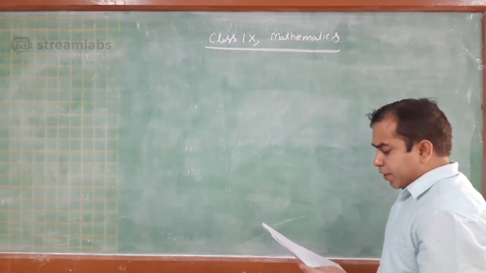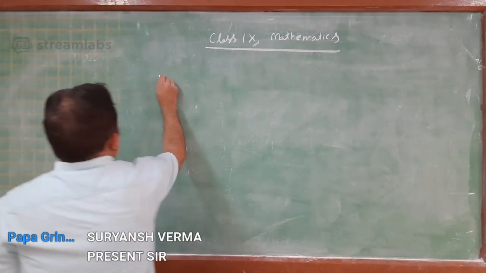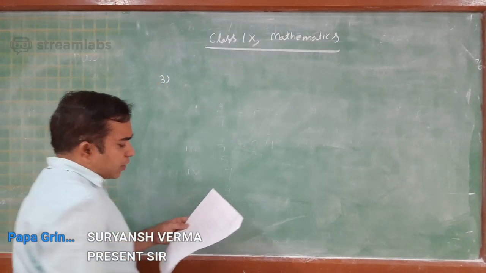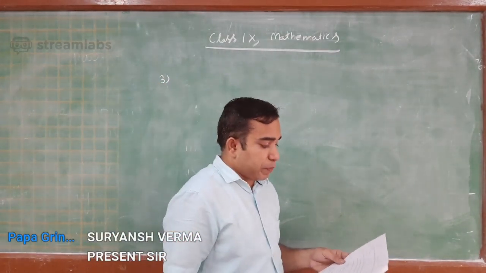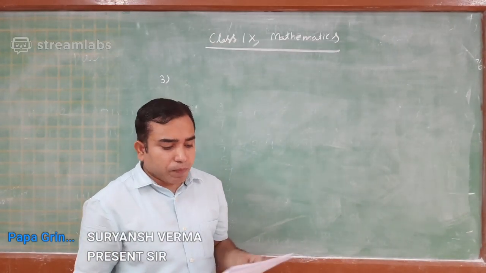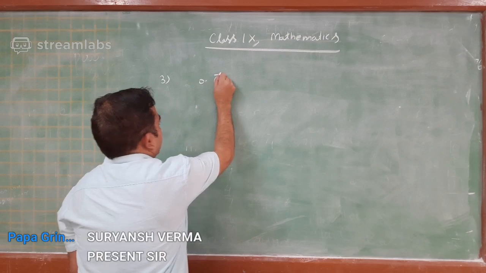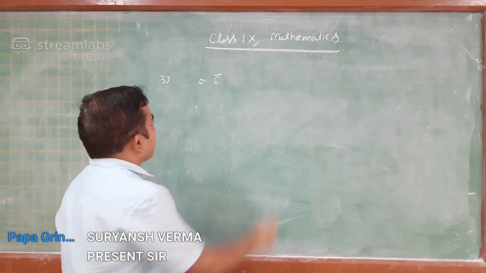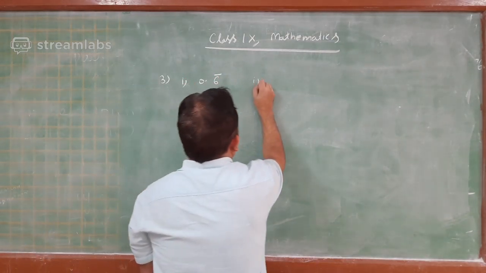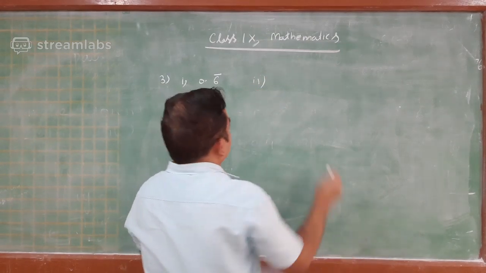Question number 3, let us have a look. They are asking, now it is quite the opposite of the previous question. They are asking that there is a number 0.6 bar and we have to write it in P upon Q form. In fact, 3 such questions are there. Let's write them together and then we shall take them.